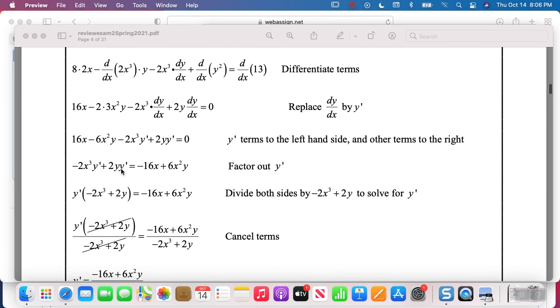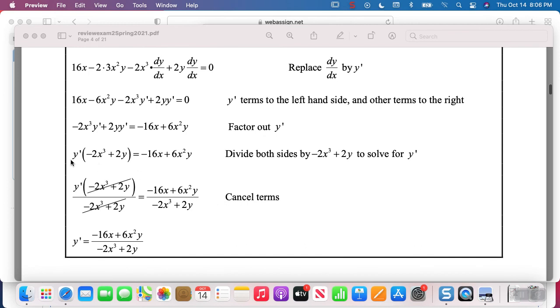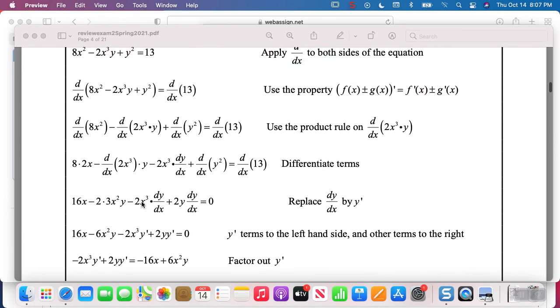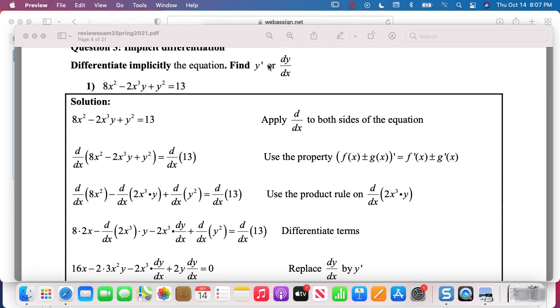Now on the left side, I have only y prime terms. I can factor out y prime to get y prime times the quantity negative 2x cubed plus 2y equals the right side. Because we're solving for y prime, we divide both sides by negative 2x cubed plus 2y. Then we simplify, and we get the answer: y prime equals negative 16x plus 6x squared y over negative 2x cubed plus 2y. That is the y prime we're looking for. We found it implicitly, meaning we differentiated implicitly to get y prime. Thank you.